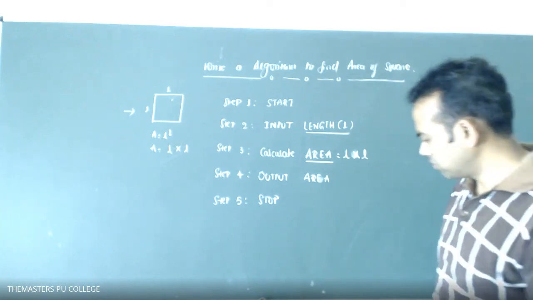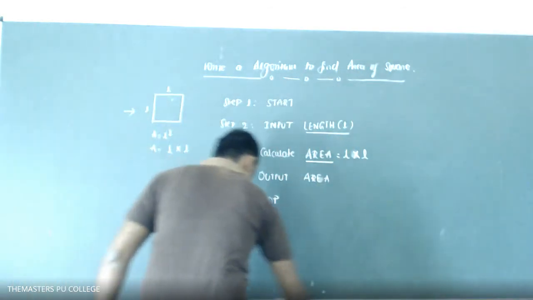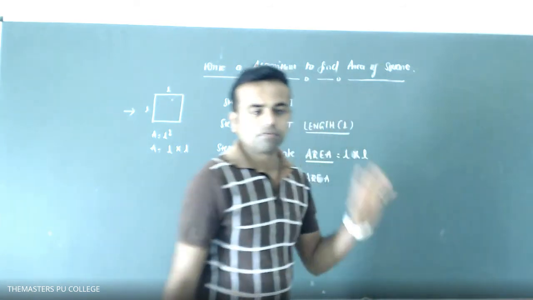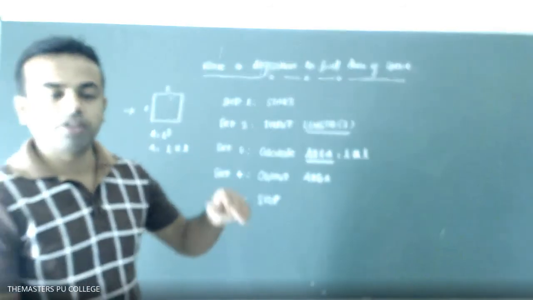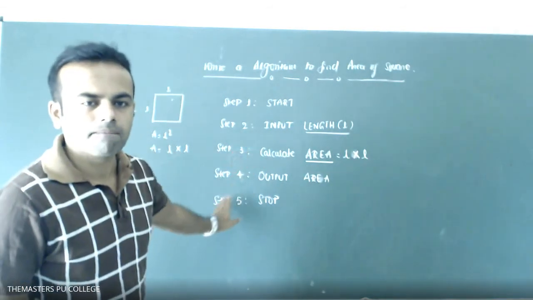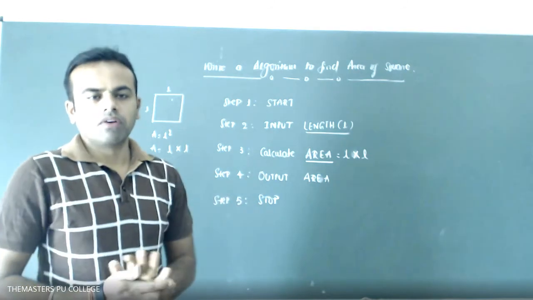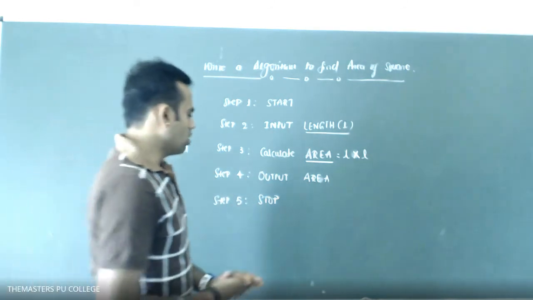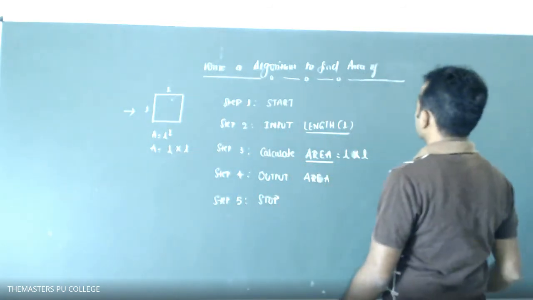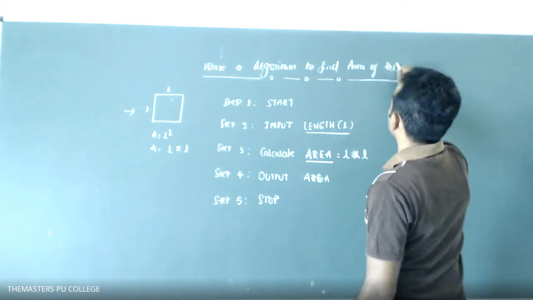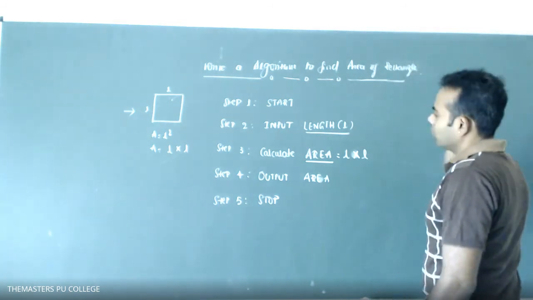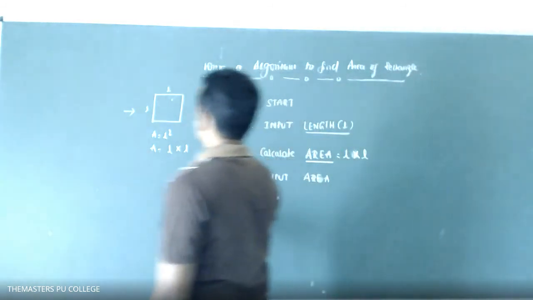Right, finished? Okay. So shall we do another algorithm? Is that clear? Finished? Next, write an algorithm to find the area of a rectangle. You just write area of rectangle now. Calculate area of rectangle.